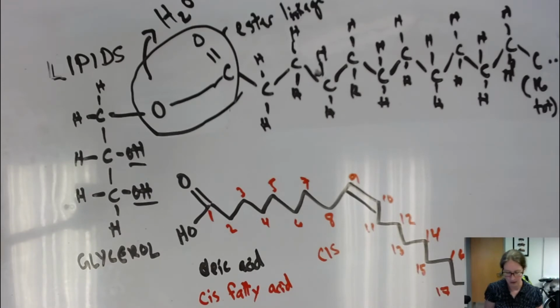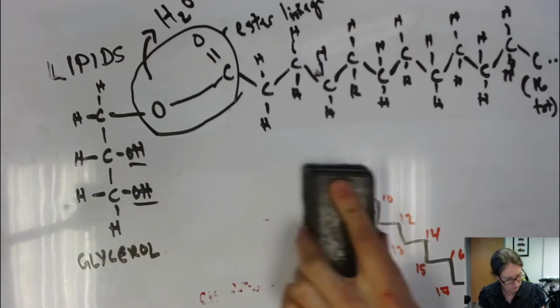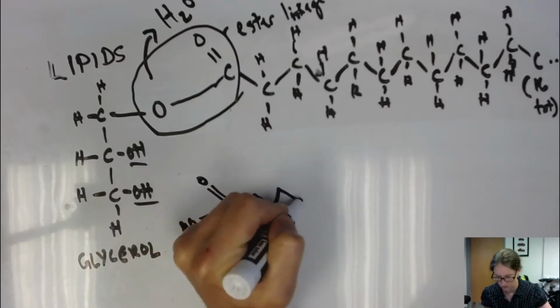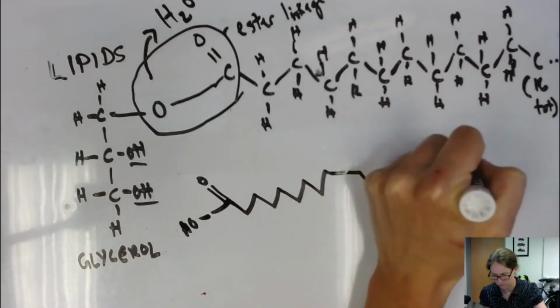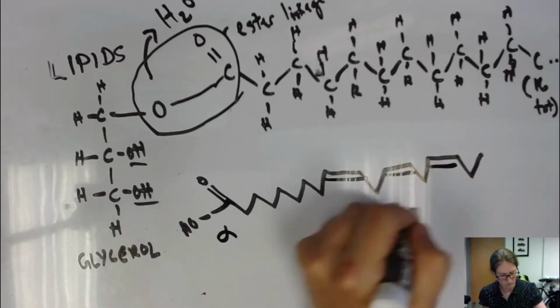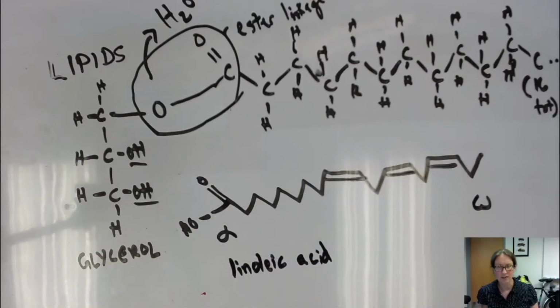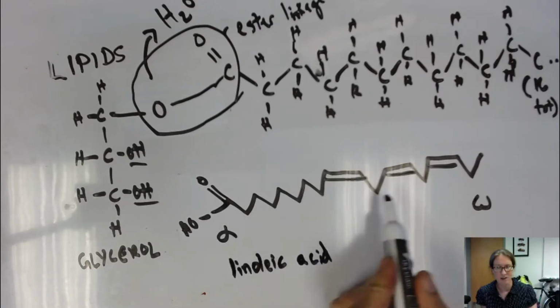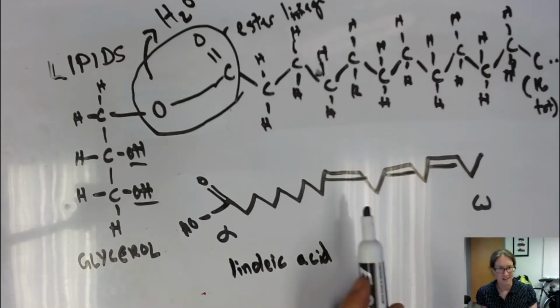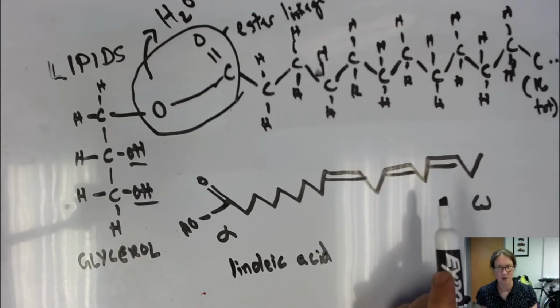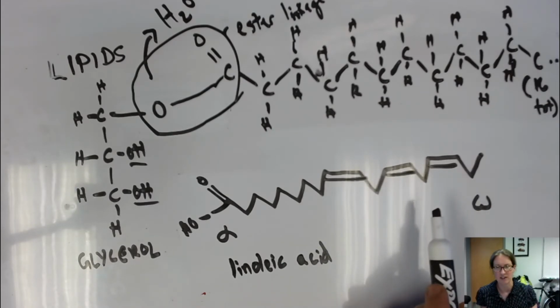So for example, why don't I draw out linoleic acid for you? Okay, so linoleic acid is 18 carbons long, and as you note, there's 3 double bonds here, and they're cis double bonds, so this is polyunsaturated.